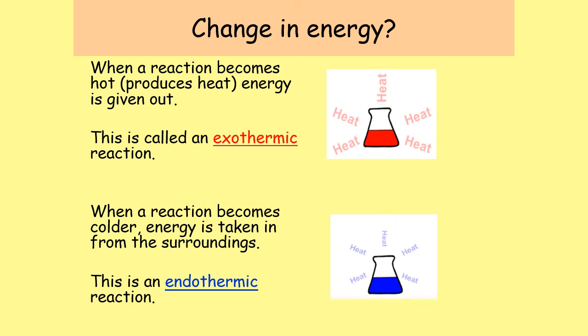So if a reaction heats up, it is called exothermic. If a reaction cools down, it is called endothermic. Those are two new words for National 4-5 that you probably didn't look at in S3, so really try and remember those two words. Exothermic for heating up, endothermic for cooling down.